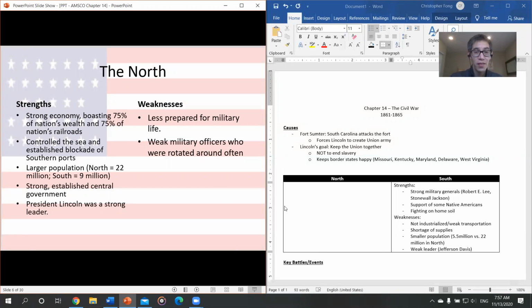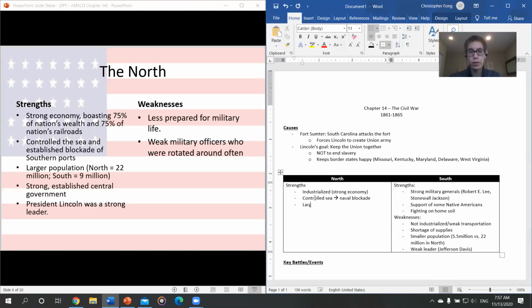The North, on the other hand, their strengths, well, the North is, remember, they're industrialized. They have all of the might of industrial America behind them. So all of the railroads, not all of, but most of the railroads, most of the wealth is in the North. They also controlled the sea, and so they're able to do a naval blockade. You might remember that New England, way back in the beginning, they were known for shipbuilding. And so the North is able to create a blockade of southern ports.